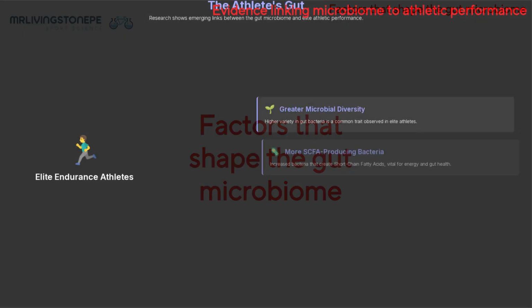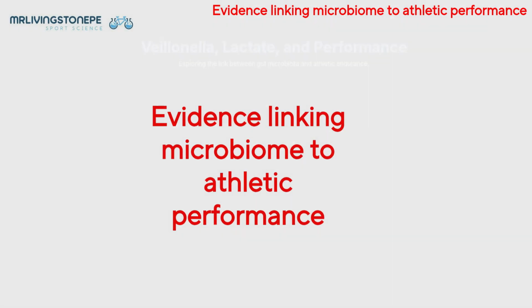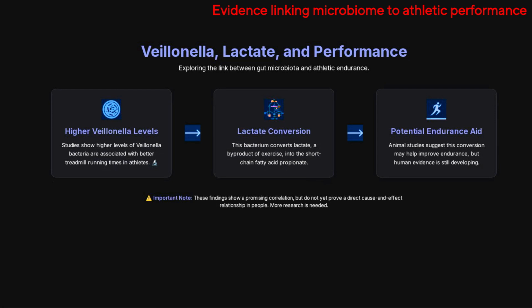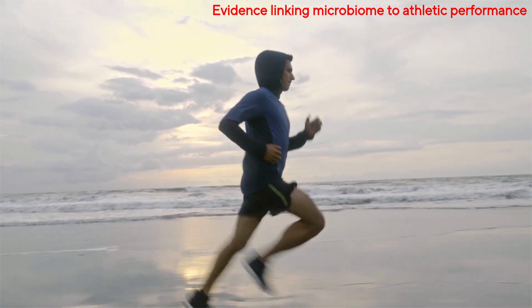Research shows links between the gut microbiome and athletic performance, but most findings are early and mostly associative. Observational studies find that many elite endurance athletes have greater microbial diversity and more bacteria that make short-chain fatty acids or metabolize lactate. For example, higher levels of Veillonella have been associated with better treadmill performance, and animal studies suggest converting lactate to propionate might help endurance. These results are promising, but do not prove cause and effect in people. Some studies also link certain gut communities with better fat oxidation.